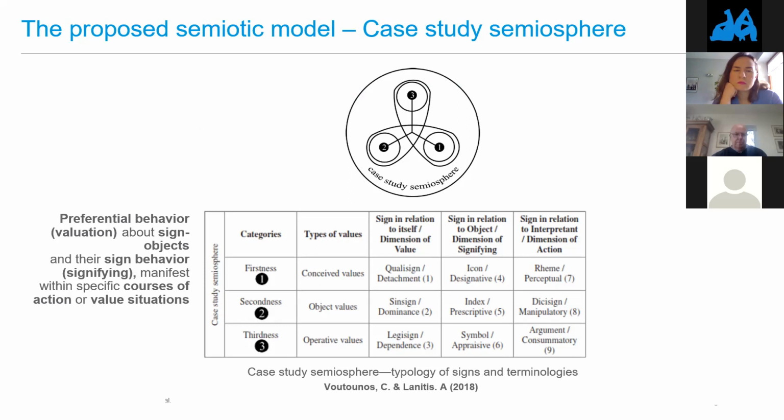The first axis describes signs in relation to themselves according to Peirce, or they express the relation of perceived interpreters towards the values they express or not, according to Morris.